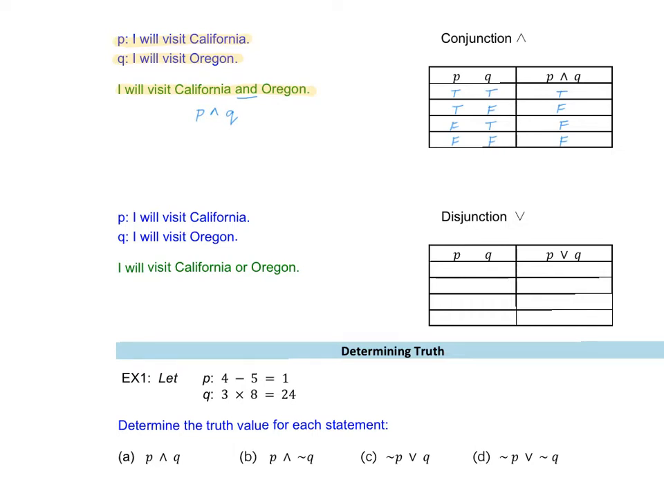Something to note in an and is it's only true if both sides are true. If the original simple statements are true, then the and is true. Otherwise, it's always going to be false.